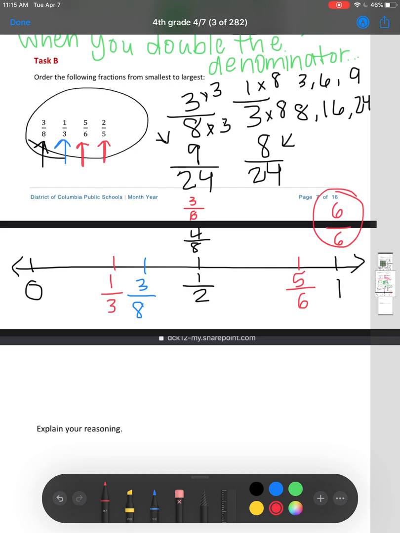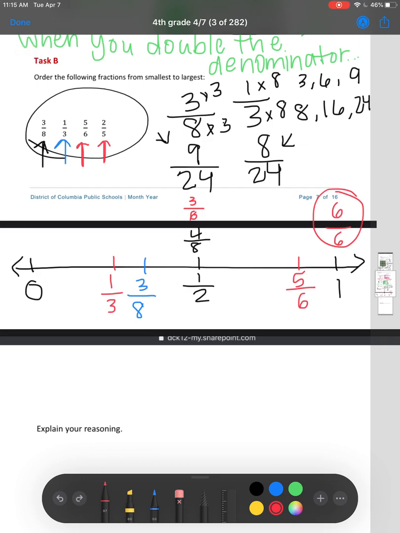So if you think about, okay, how can I get close to 1/2? 2 plus 2 gives me 4, right? So I want to know, what's halfway between 5? It's going to be about 2.5, right? So I know that 2/5 is going to be somewhere over here. But I need to know, again, where is it going to fall in comparison to 3/8? We can start there.